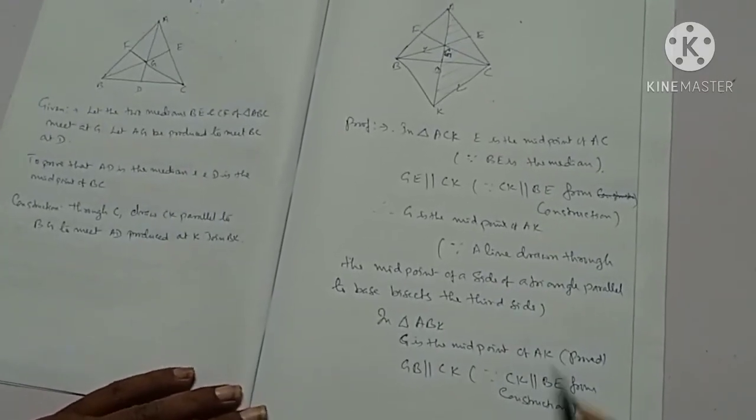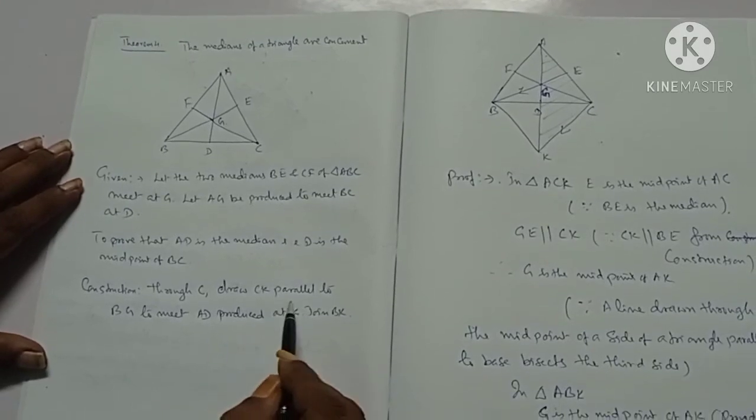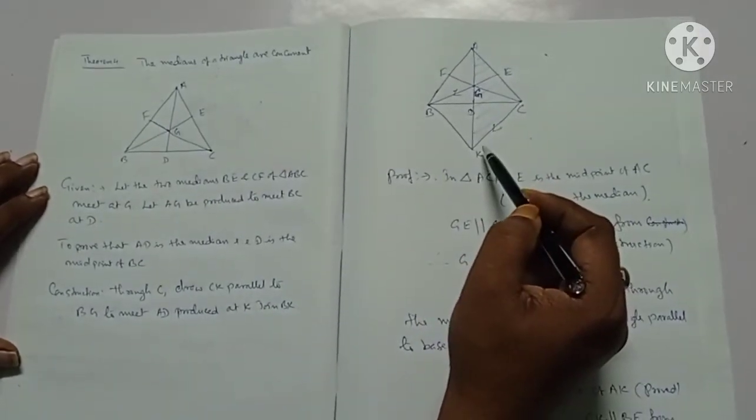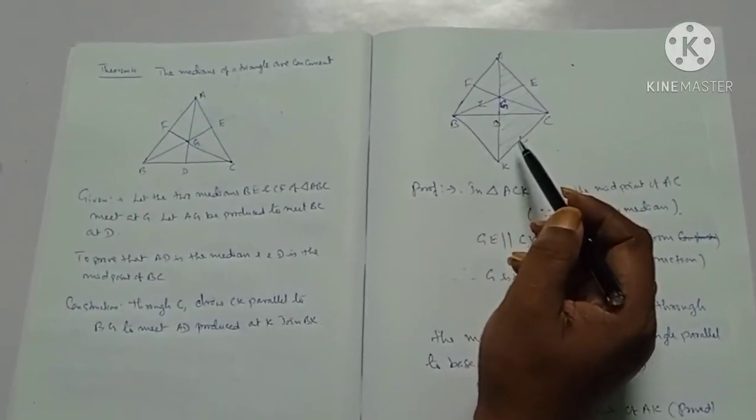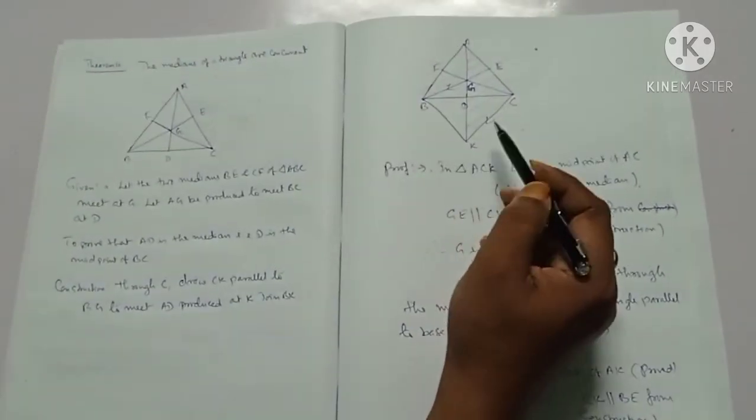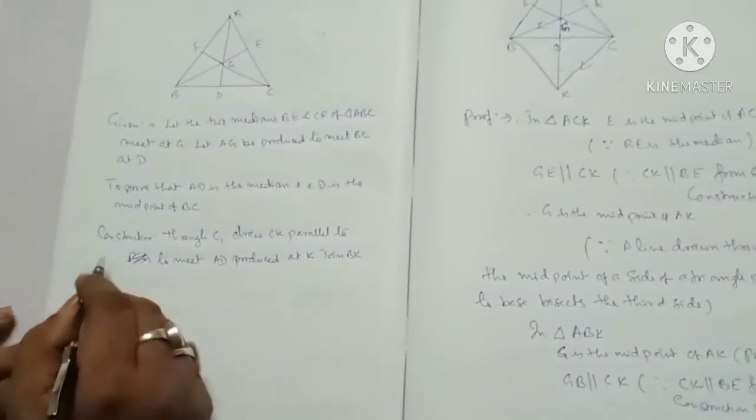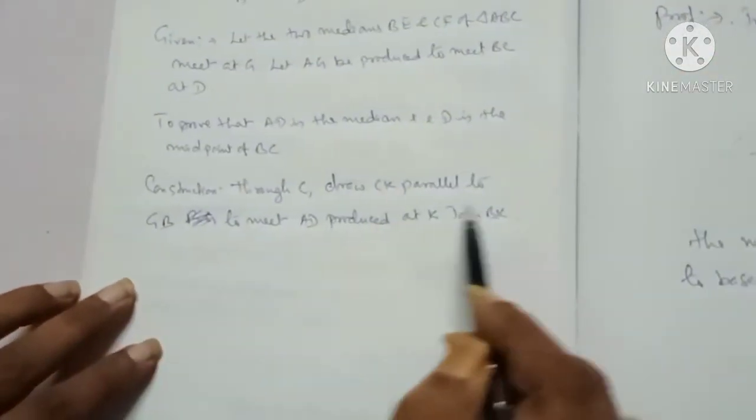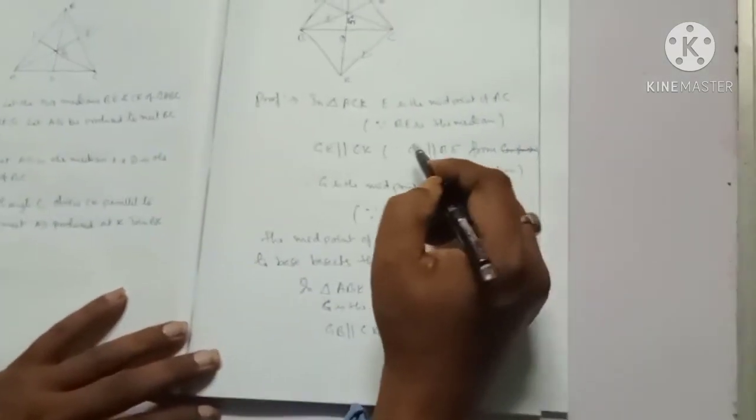One thing, it would be better in the construction to write CK is parallel to GB, because of the direction I have given here, CK, GB. So here also, it will be better to write EG is parallel to CK instead of GE.